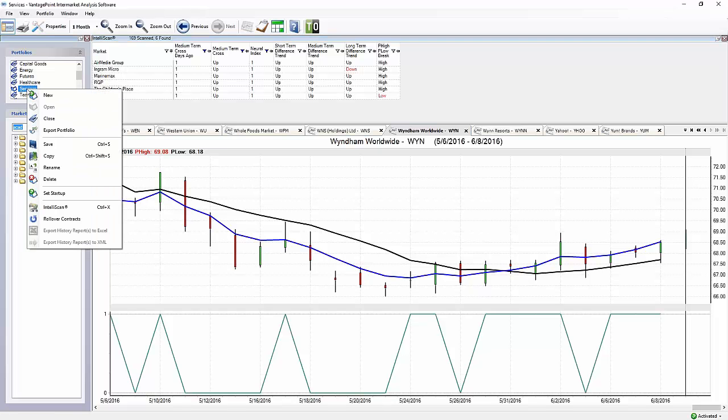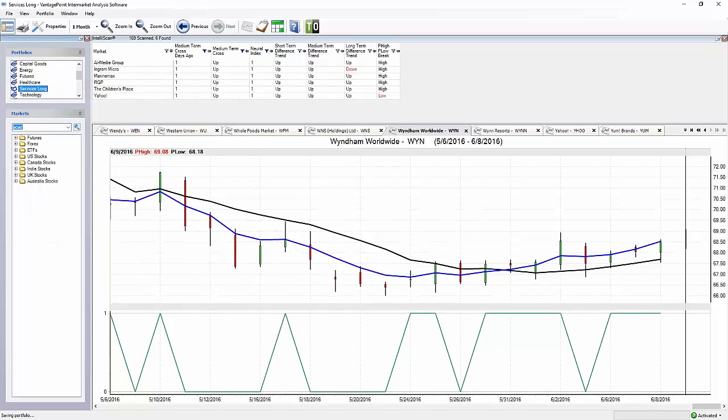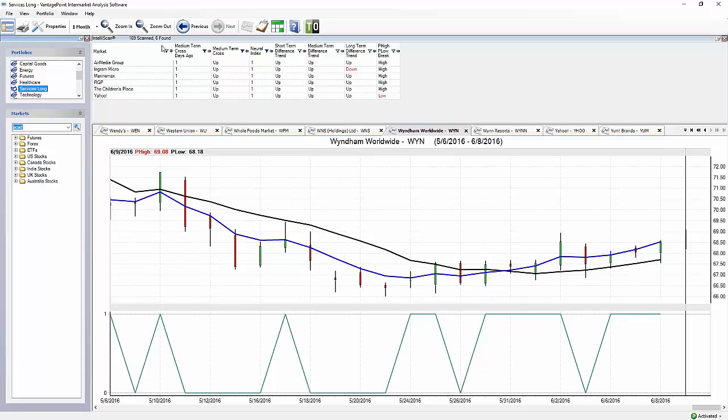I can come over to the portfolios. We can rename it, put services, long. We can right-click and save. But literally, of 169 markets that were scanned, it drilled down on 6 of these almost instantly for us. That's what's going to save all of that time and present you immediately with the opportunity you want to be paying attention to. Here's where you should focus your attention and trade in line with the software.